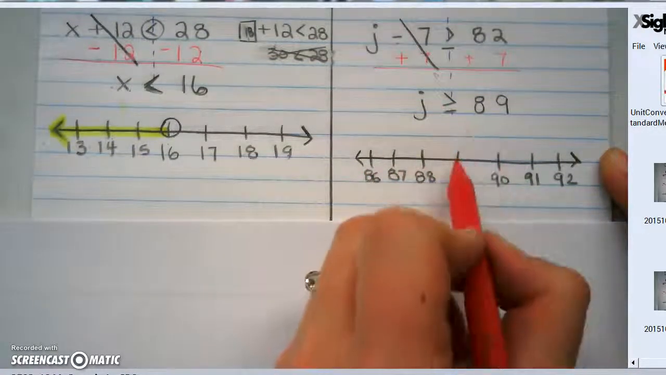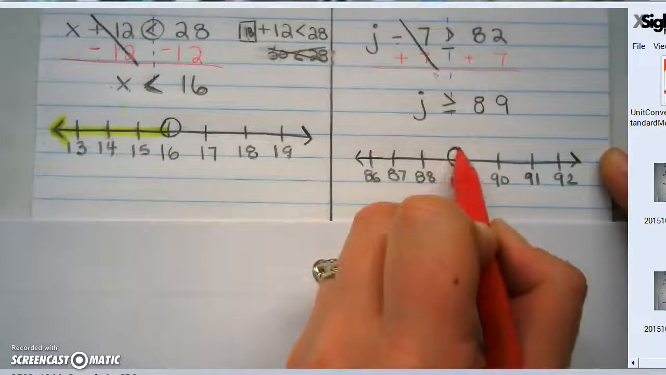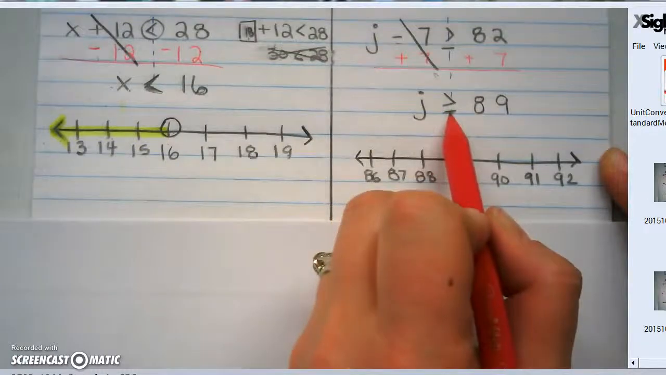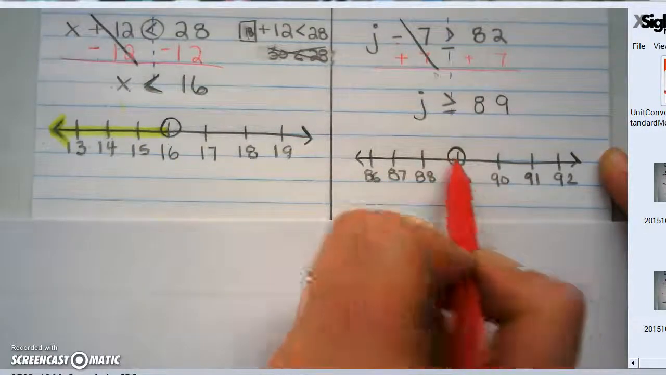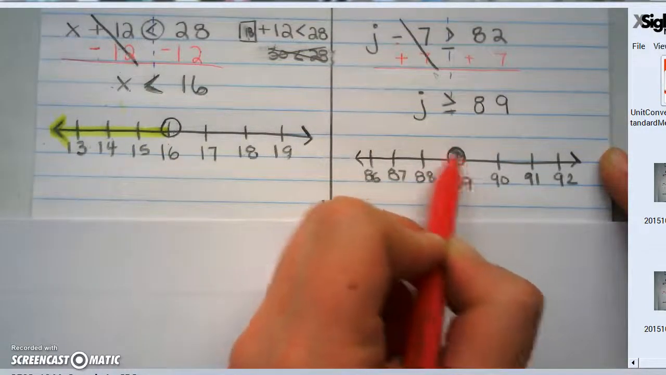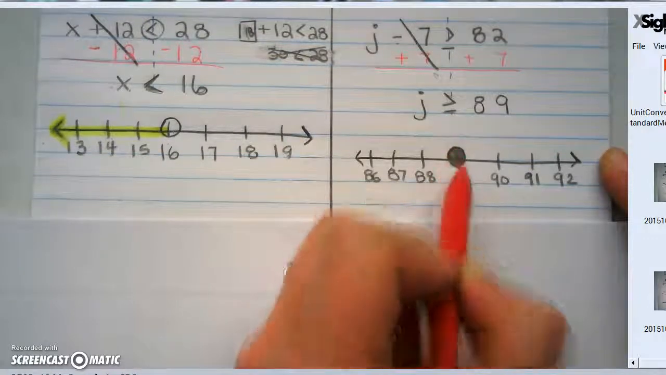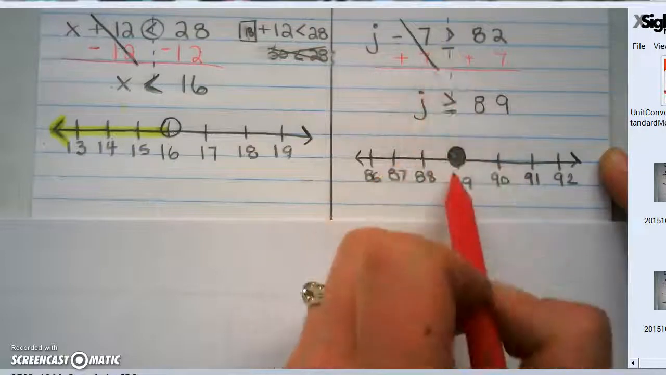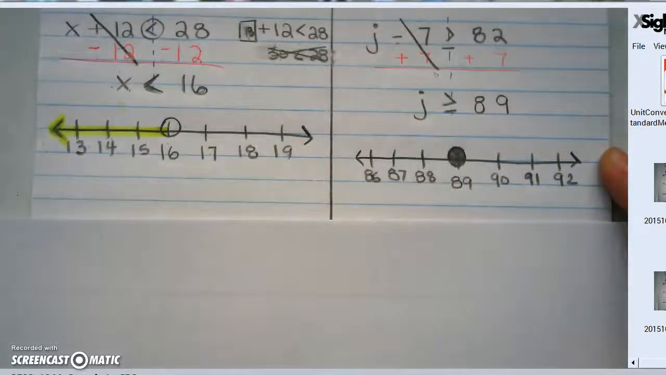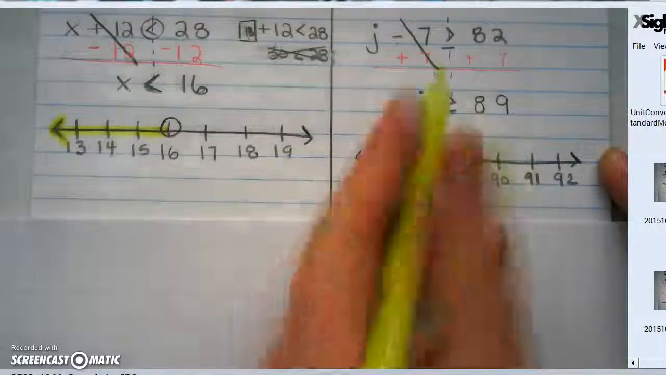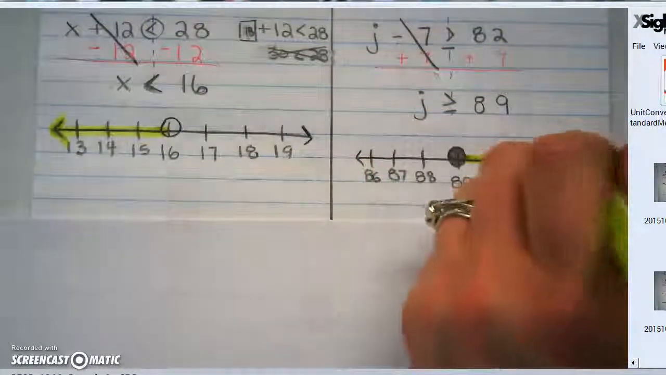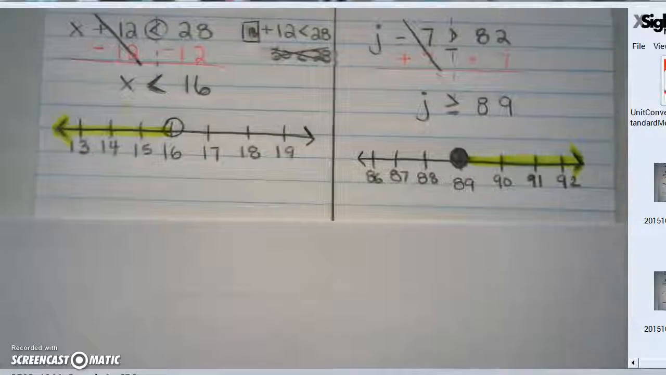And in order to graph this inequality on the number line, I'm going to put a circle around 89. Now here, this sign, this greater than or equal to, tells me that 89 is part of the solution. This inequality up here will be true if J is 89 or more. So to show that on this number line, I'll highlight to the right. And that's what that problem looks like.